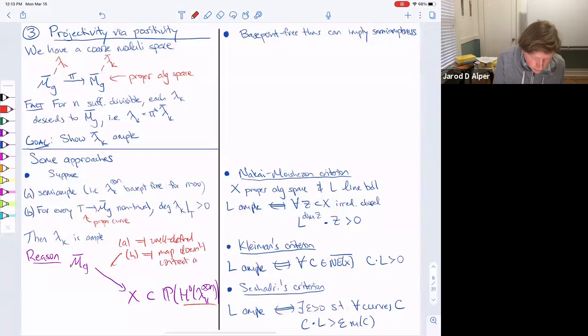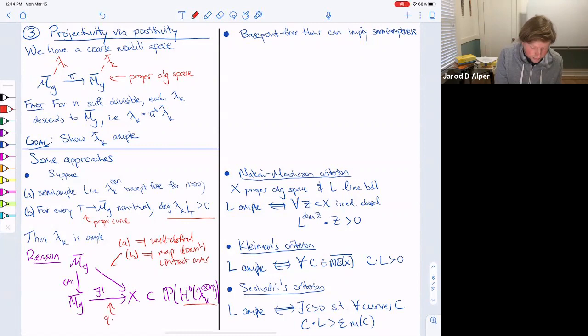Right? If it contracted a curve, the degree of the line bundle on that curve would be zero, but we're requiring that it's strictly positive. And therefore, we also have a coarse moduli space. By the universal property of coarse moduli spaces, you get a map to X, and this map also doesn't contract curves. So it's quasi-finite.